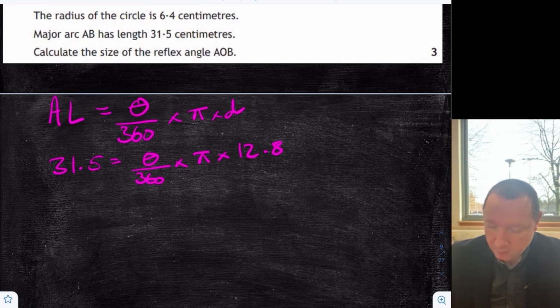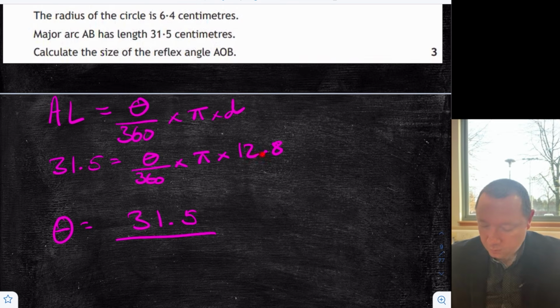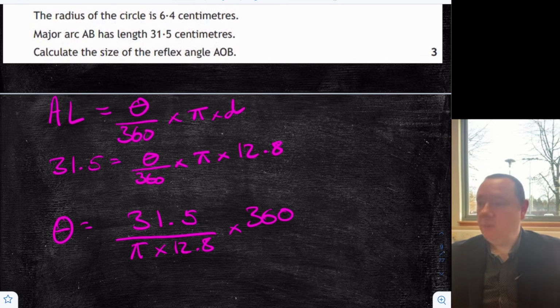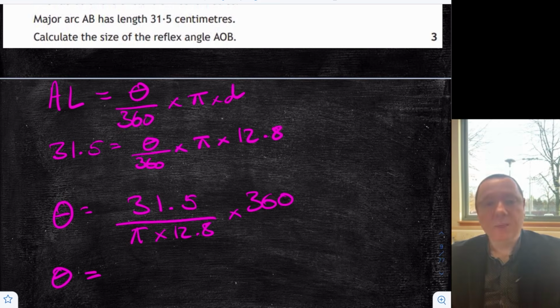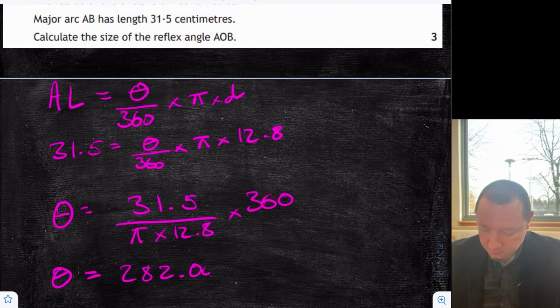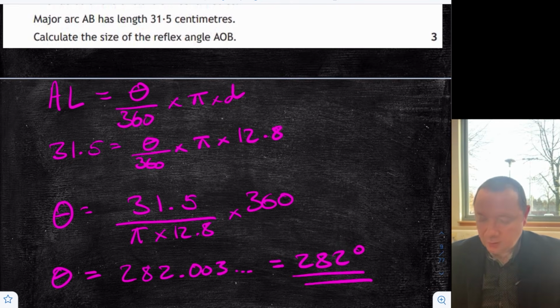So again, remember, we start with this, so our angle equals 31.5, and I'm going to divide by everything on the top, pi times 12.8, and we're going to times by everything on the bottom, 360. Then we get a mark if we can get that far, and then for a mark for our final answer for calculating our angle theta, when we do 31.5 times 360 divided by brackets pi times 12.8 is 282.003, or to a reasonable degree of accuracy 282 degrees for our final answer.